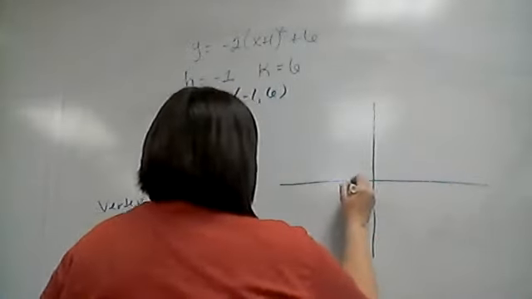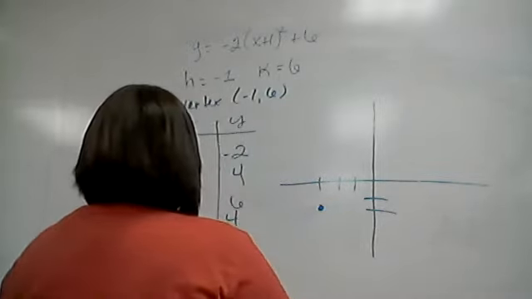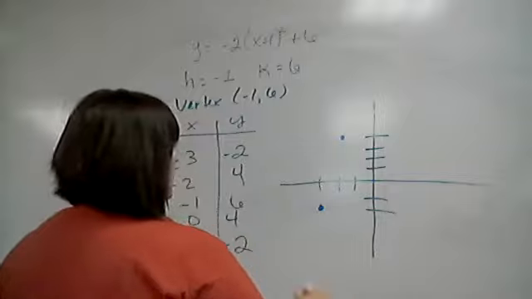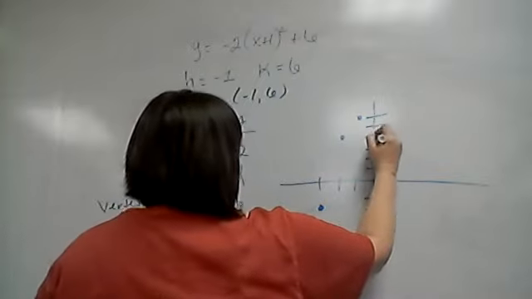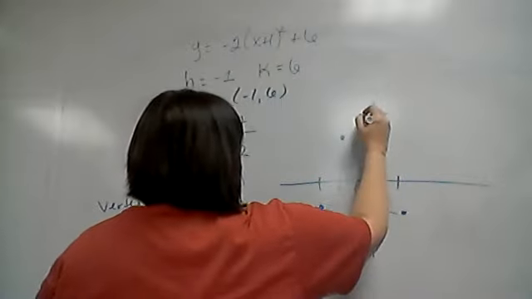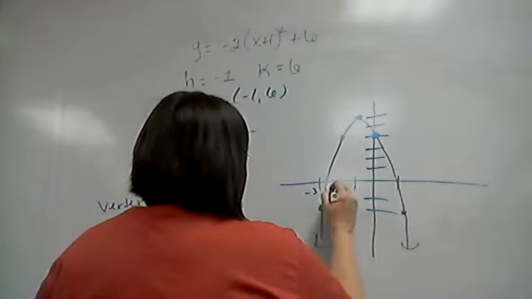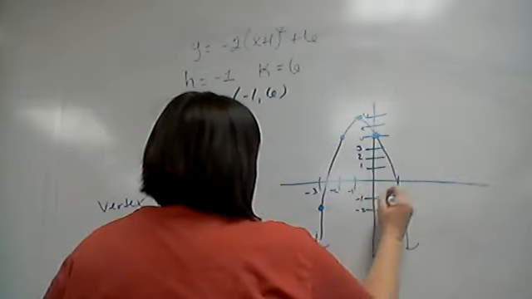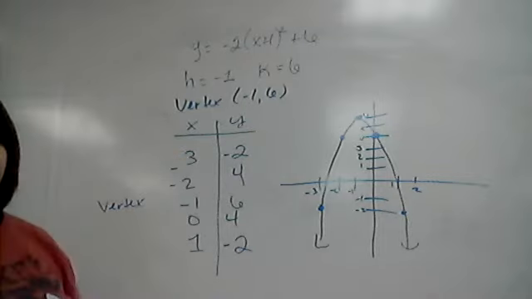So negative 3, negative 2; negative 2, 4; negative 1, 6; 0, 4; and 1, negative 2. So again, it's going to be a parabola, U-shaped, because it's a quadratic equation. All right, so then you have your parabola. Because this is negative, it should be opening upside down.